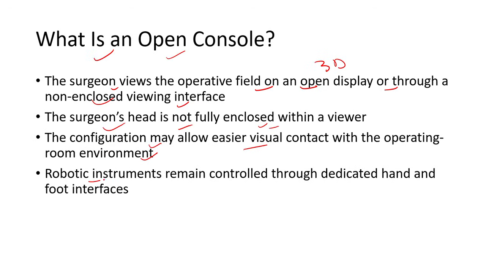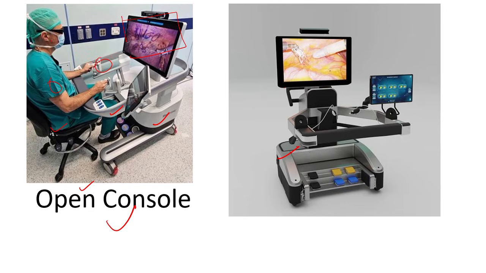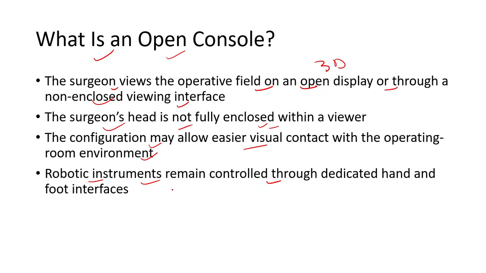Also, the robotic instruments remain controlled through the dedicated hand and foot clutch. The surgeon has the hand controller in their hand, and the foot clutch, the foot pedal, is also there. It's the same with this open console. This is the hand controller, and this is the foot controller. So this is basically what is called an open console.